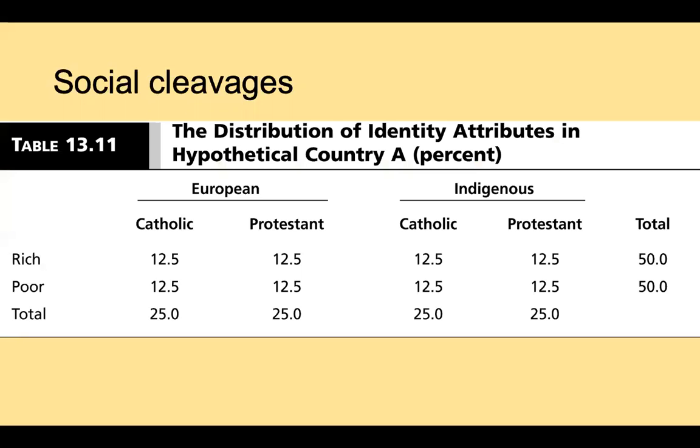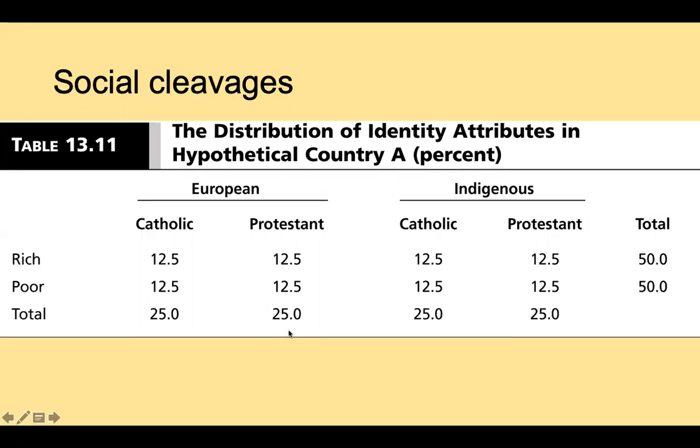So for instance, in this case, all of these different categories are equally well represented. We have Catholics and Protestants in the European group, Catholics and Protestants in the indigenous group. And then we have divisions between the rich and the poor. And what we see is that all of these different categories are equally well represented in terms of the share of the overall electorate that they form. 12.5% Catholics are rich, 12.5% Protestants are rich, and so on and so forth. Each of these different categories forms 12.5% of the overall electorate, or their overall constituency. And in total, they equal 50%.